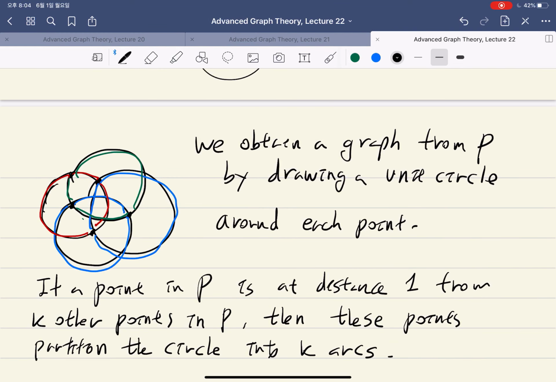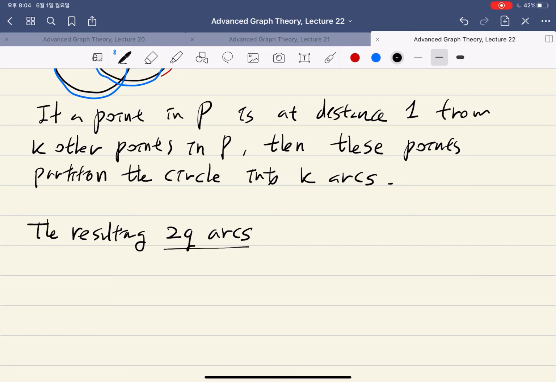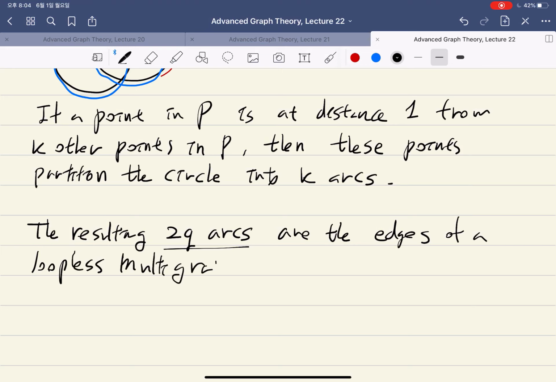And every time you have a pair with a distance 1, then this increases the number of arcs by 1. So we can actually get 2Q arcs. These are the edges of a loopless multigraph G.